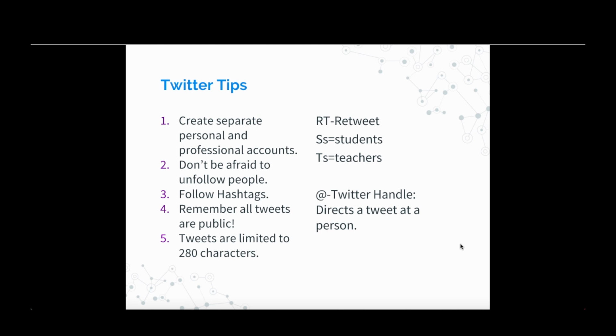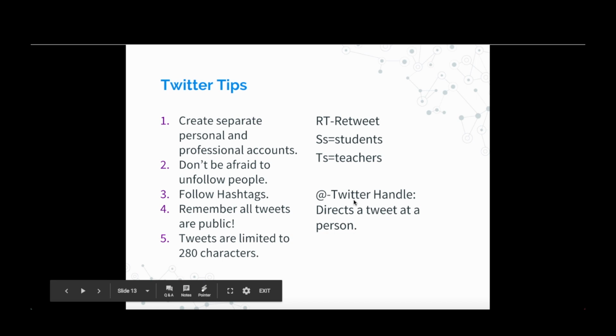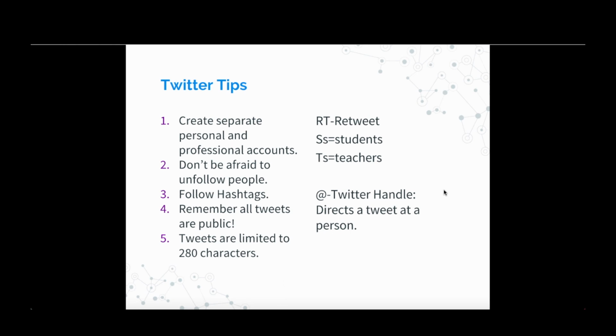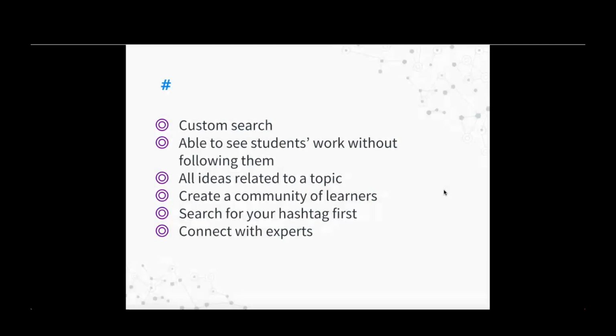You can write up to 280 characters in a tweet. Also, if you see RT, that means it's a retweet. If you see SS, that's an abbreviation for students, and TES is an abbreviation for teachers. If you ever see the @ symbol and then a word after it, that means that tweet is being directed at a specific person. But don't worry, feel free to jump in on the conversation too.